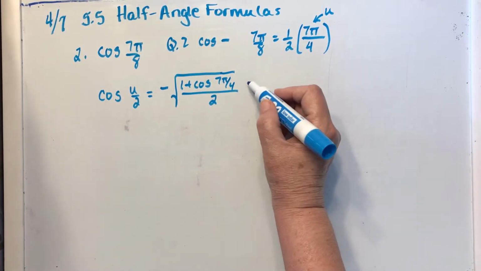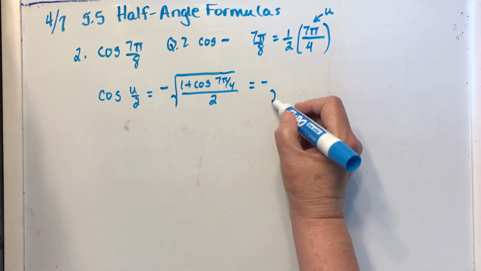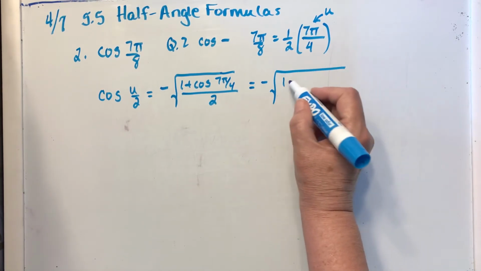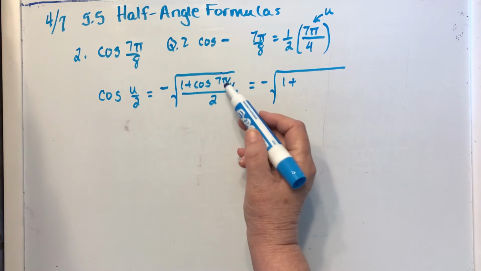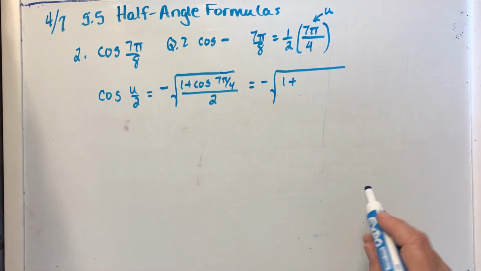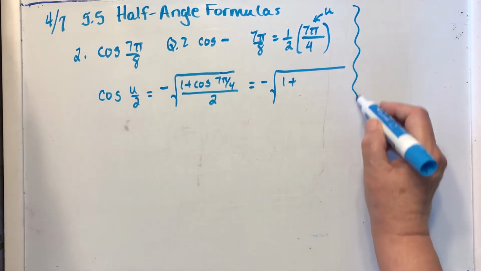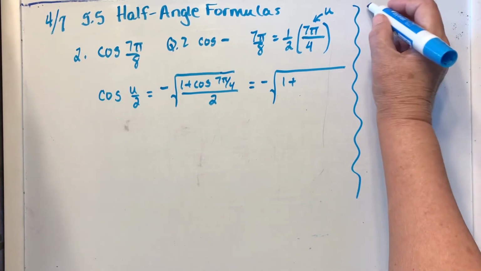So there's a very small difference in the formulas for the half-angle formula for sine and the half-angle formula for cosine. So this is going to be negative square root of 1 plus. Now the cosine of 7 pi over 4, since that's not in our first quadrant, is going to take a few steps to figure out. But it's all old stuff that we've done.